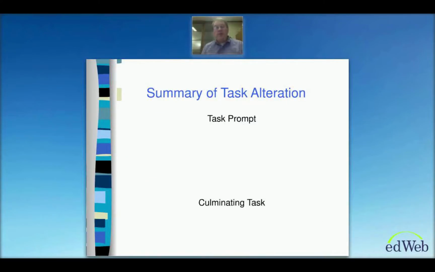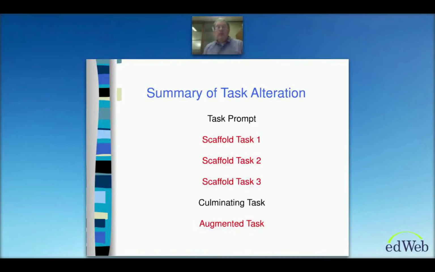So just to summarize the whole task alteration process, where you start is with a prompt for the task and a culminating task, and then as you change the task, you do it by building some scaffold tasks that lead up to the culminating task, and then also look at an augmented task.